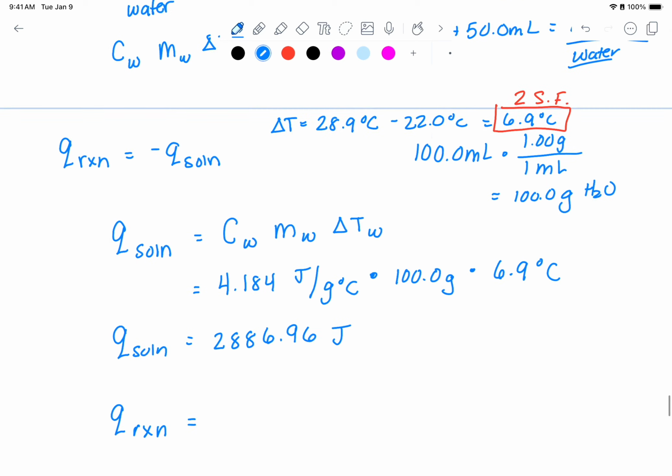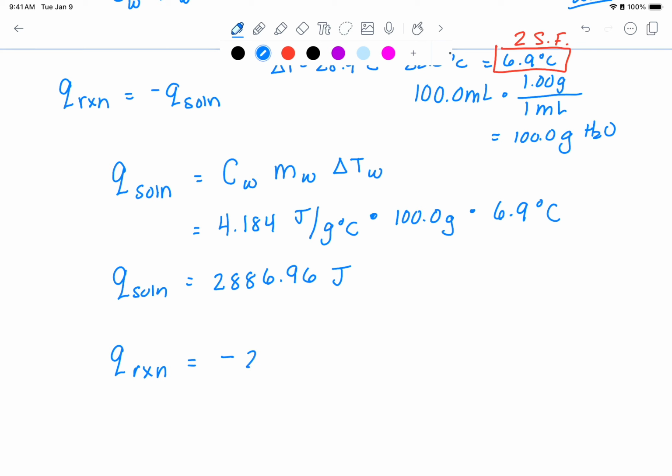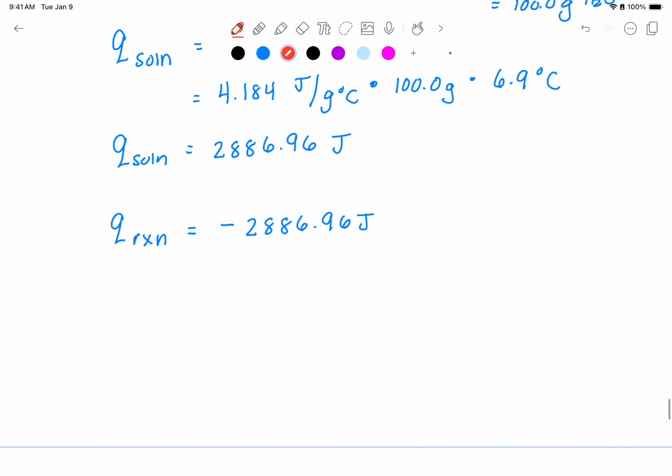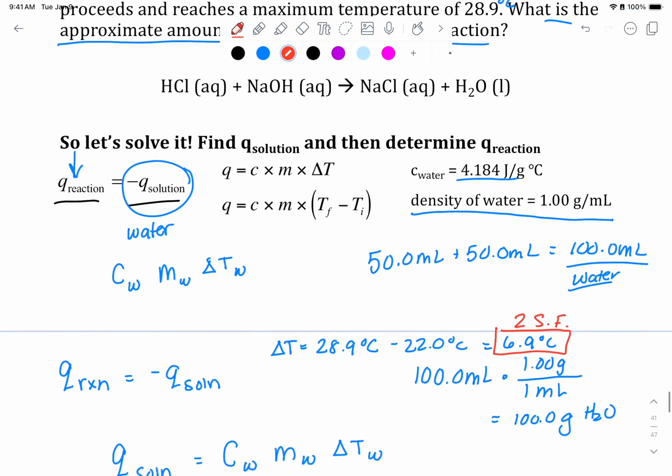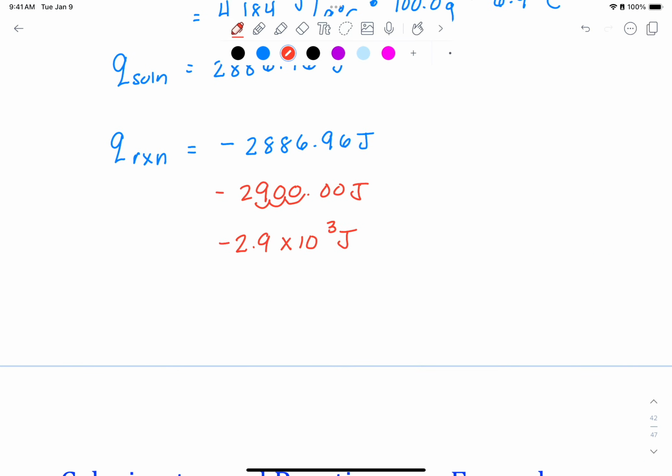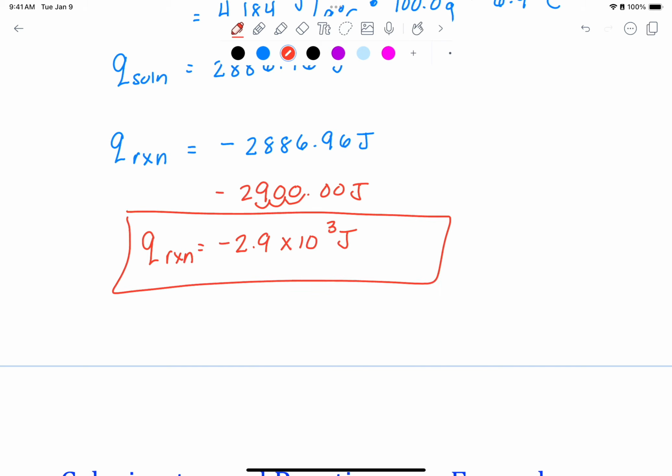is equal to negative 2886.96 joules. But we have sig figs that we have to worry about, so this would be negative 2900.00 joules. And if we want to put it into 2 sig figs, that would be negative 2.9 times 10 to the 3 joules. Yeah, we didn't ask for kilojoules. So this would be our Q of reaction there.